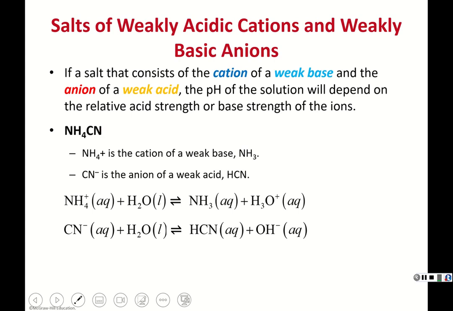So an example of this would be ammonium cyanate. You have ammonium, which is the conjugate acid of the weak base NH3, and you have cyanate, which is the conjugate base of a weak acid, hydrogen cyanide. So these will both react in water, right? The NH4 plus ammonium will give up a proton to water and make an acidic solution. The cyanate will take a proton from water and make a basic solution. So it's going to depend on how strong each of these are, who will outweigh the other one, right?